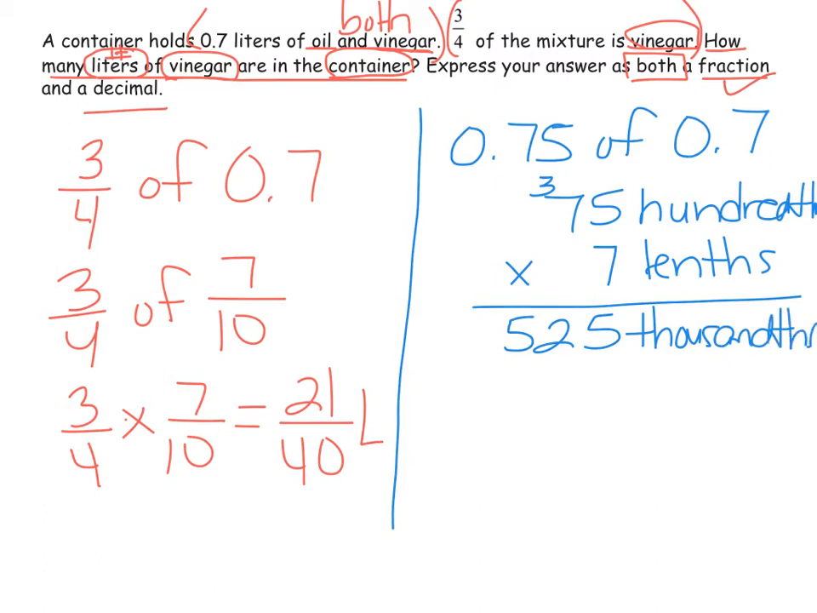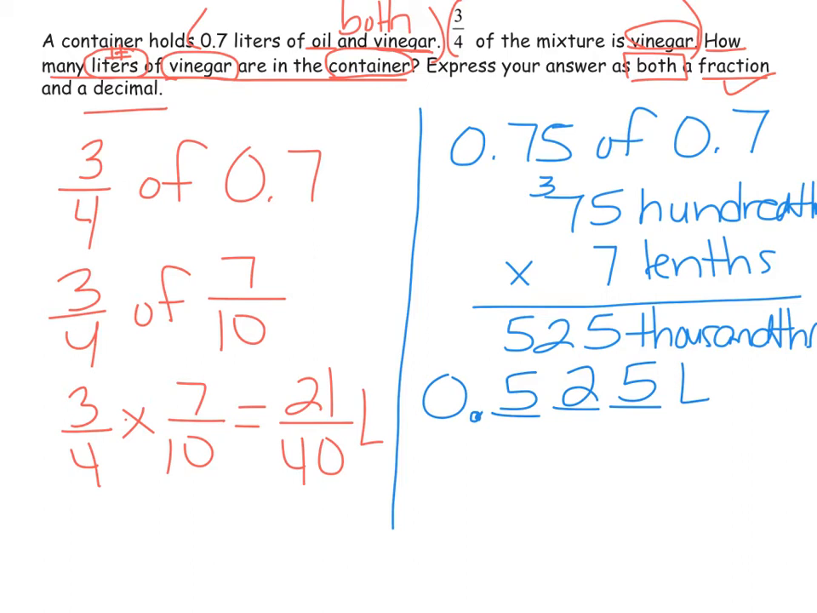Now I'm going to rewrite that as a decimal. Tenths, hundredths, thousandths. 5, 2, 5, put a 0 in front. And that's my decimal answer. So now all I have to do is write my answer statement.